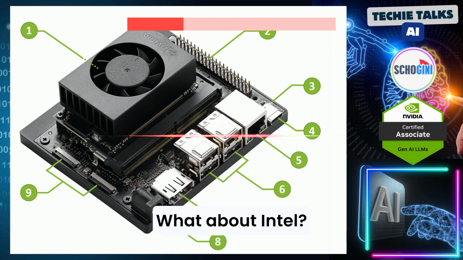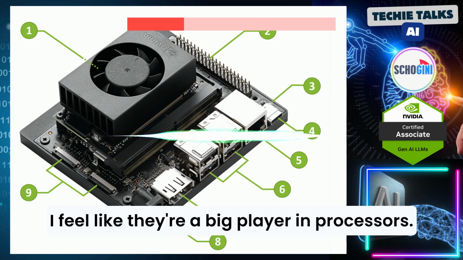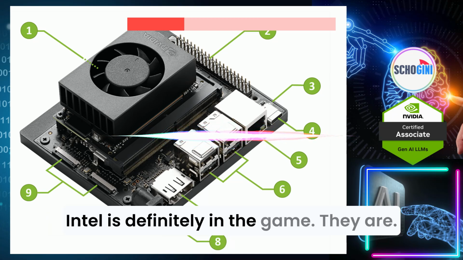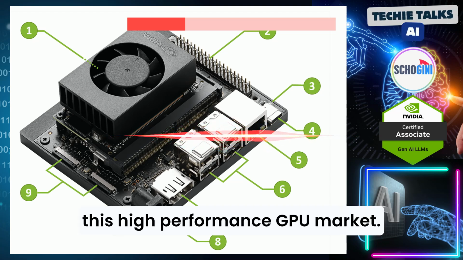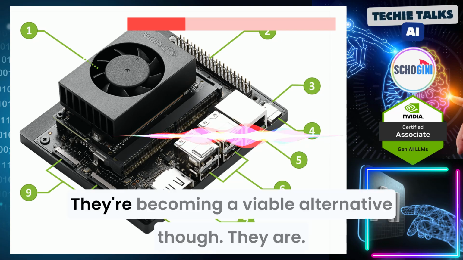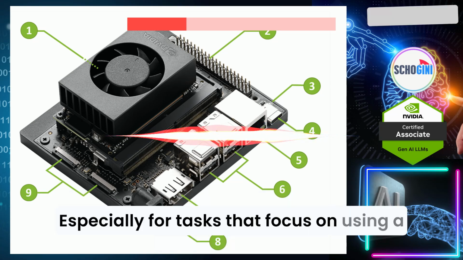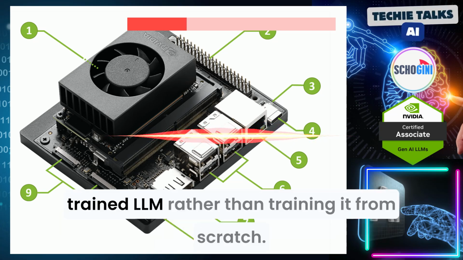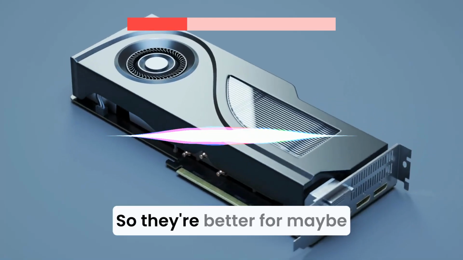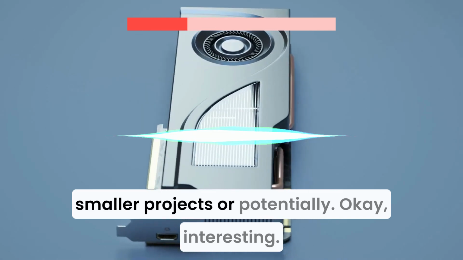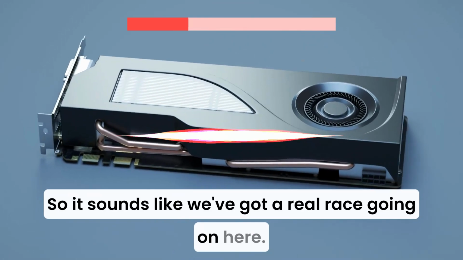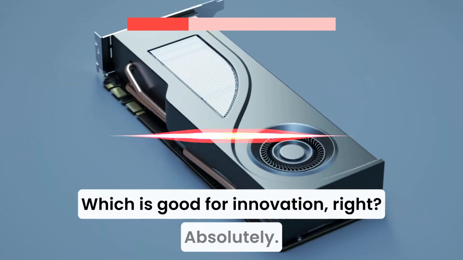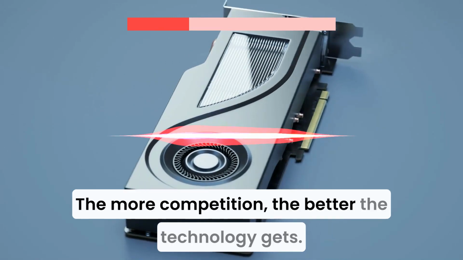What about Intel? I feel like they're a big player in processors. Intel is definitely in the game, but they're a bit newer to this high-performance GPU market. I see. Their Xe GPUs are becoming a viable alternative, though, especially for tasks that focus on using a trained LLM rather than training it from scratch. So they're better for maybe smaller projects? Yeah, potentially. So it sounds like we've got a real race going on here, which is good for innovation, right? Absolutely. The more competition, the better the technology gets.